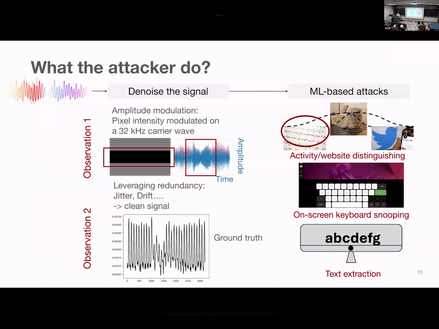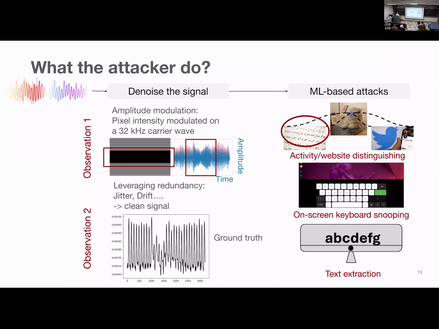So what else does the attacker do? This is really important. First of all, they denoise the signal. There are two observations. The first observation is the amplitude modulation, because of the pixel intensity modulation on the 62 kilohertz carrier in this example, and also leveraging the redundancy to remove the jitter and drift. Actually, this is a kind of sophisticated chop signal method, but you can see the details in their paper, and they can get the clean signal.